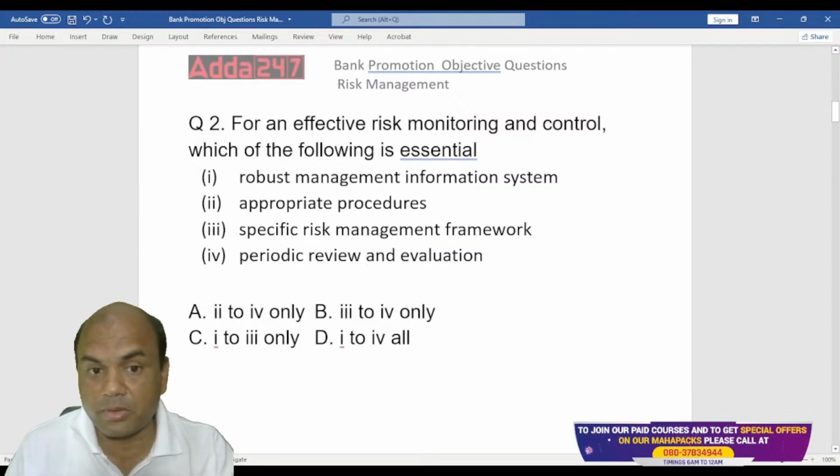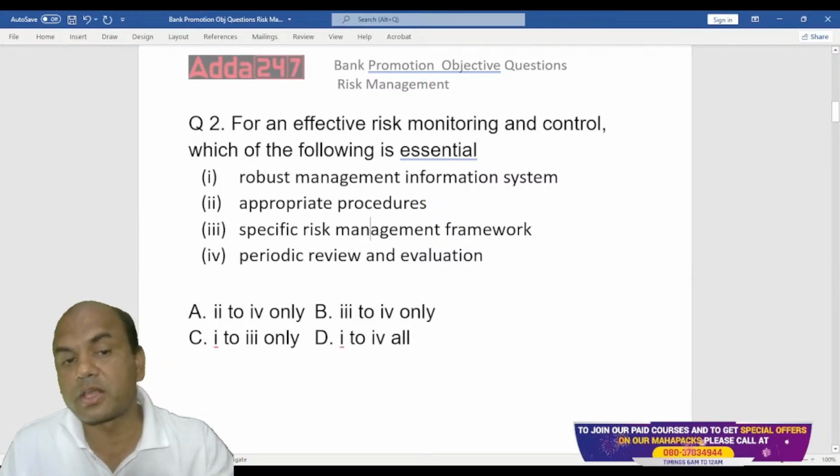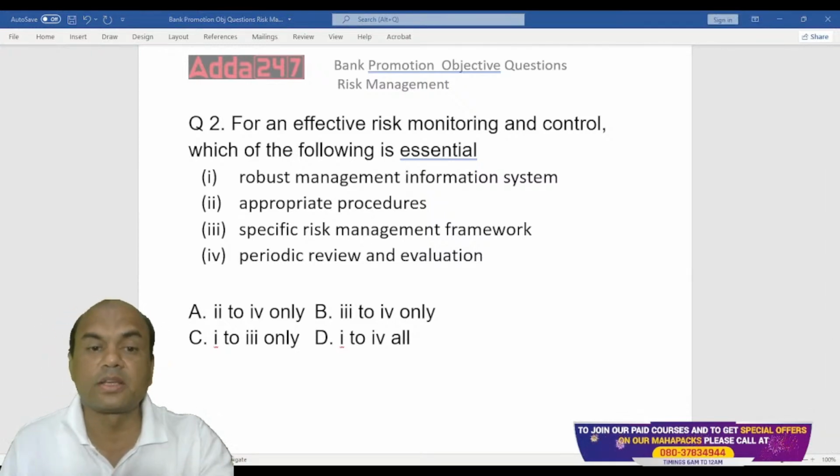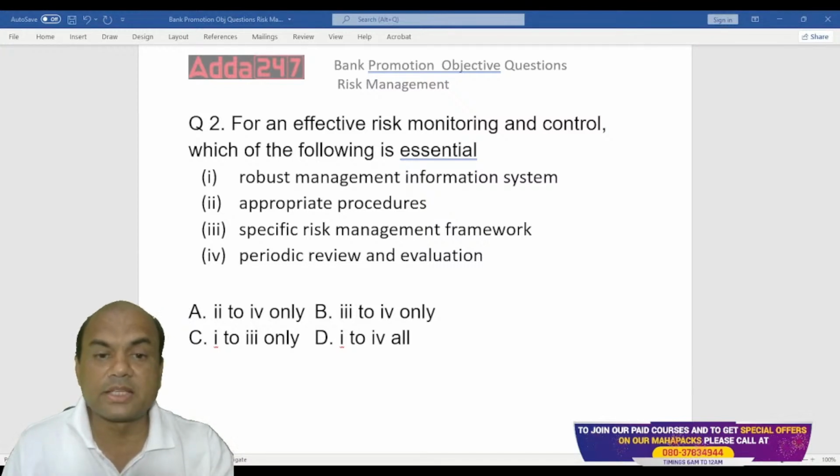Check this very properly. B is 3 and 4. C is 1, 2, 3. And D is 1 to 4 all. Robust management information system, appropriate procedures, specific risk management framework, and periodic review. So what is the answer? You think over it, everyone. I'll just give you 1 minute.